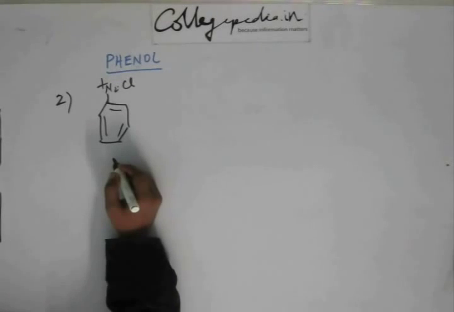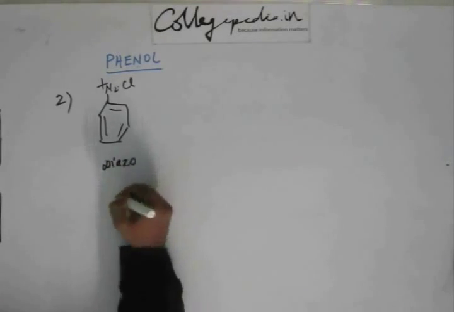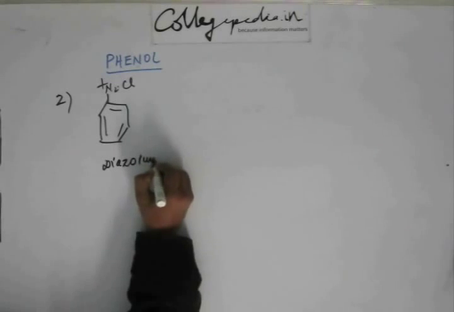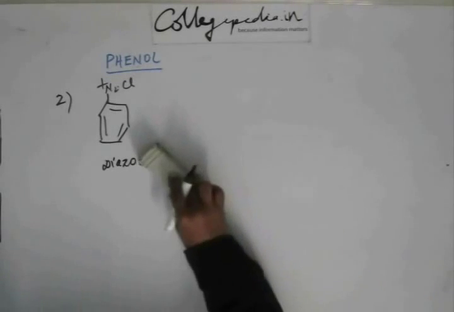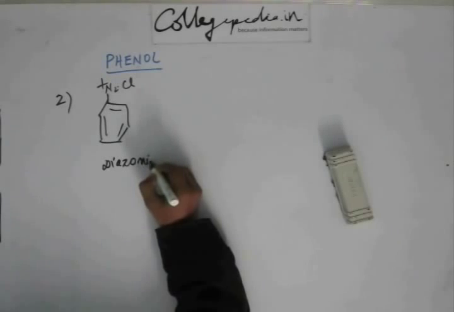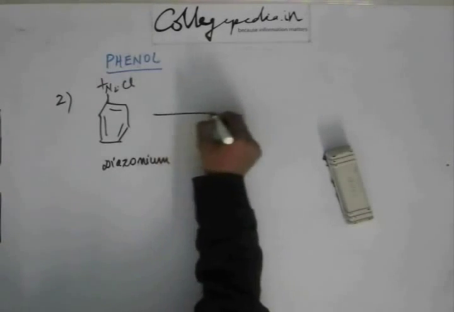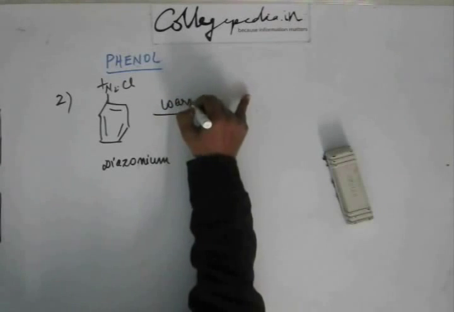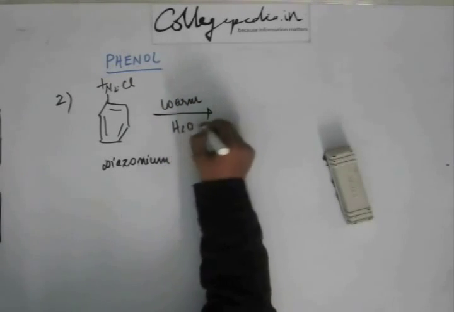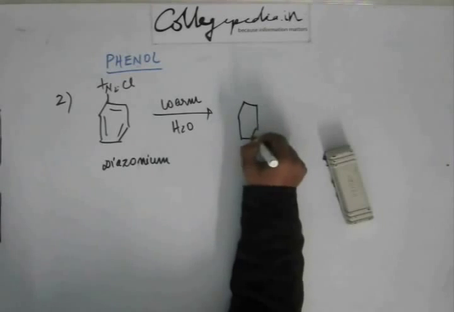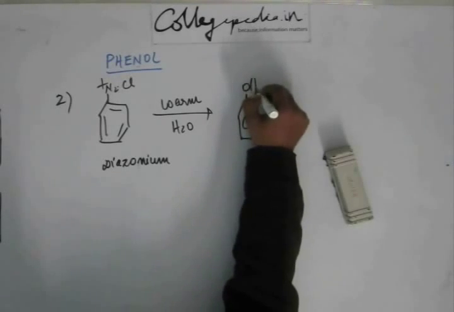I'm sorry, it will not be nitrosonium, it will be diazonium. Diazo is for 2 nitrogen and diazonium is a salt here. So this is benzene diazonium salt. On this salt, if we just add warm water, this benzene diazonium salt gets converted to phenol.